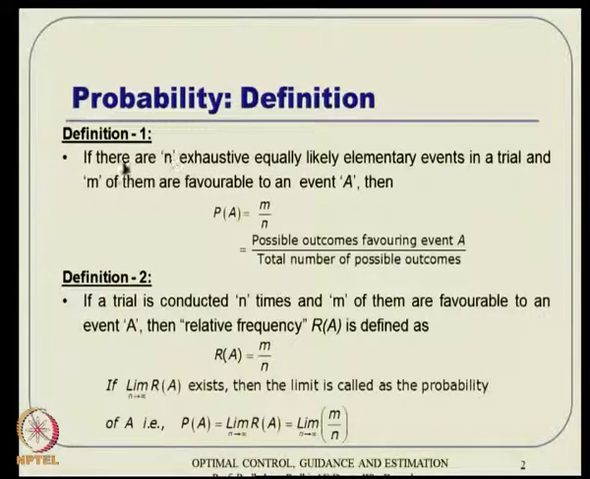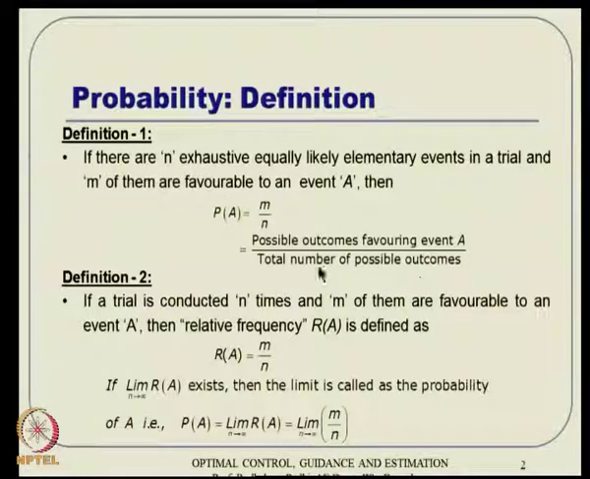So, the first definition is something like this: if there are n exhaustive, equally likely elementary events in a trial, and m of them are favorable to an event A, then the probability of A is defined as m over n. That means the number of possible outcomes favoring event A divided by the total number of possible outcomes. It is very intuitive.